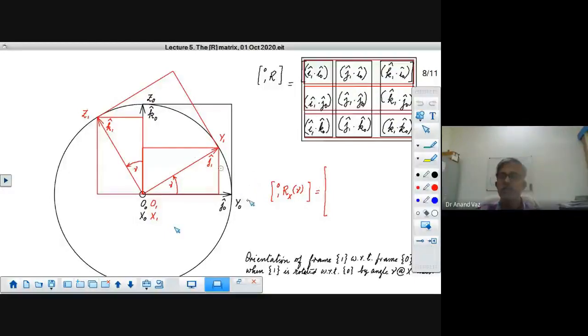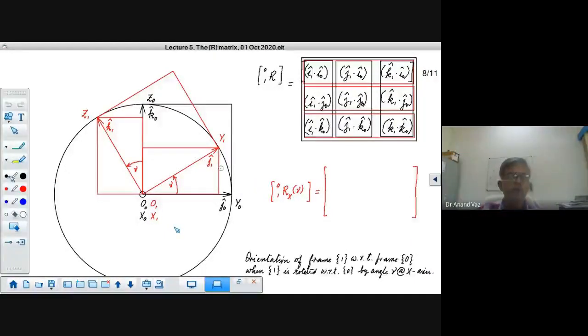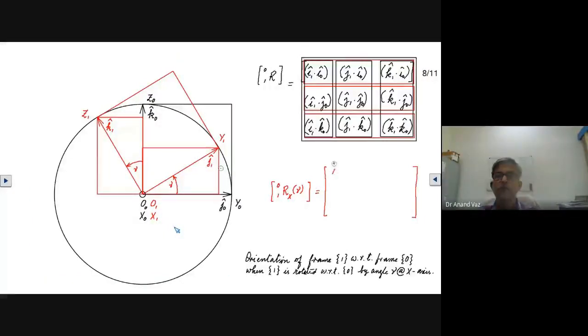Now let us write down the components. So for the components, I1 dot I0. You can see that both I0 and I1 are coming out of the board. Both are in the same direction. So this will be 1. I1 dot J0. They are mutually perpendicular. So this will be 0. I1 dot K0. They are mutually perpendicular. This will also be 0. So you can see the first column is remaining unchanged. Okay. So first column is remaining unchanged.